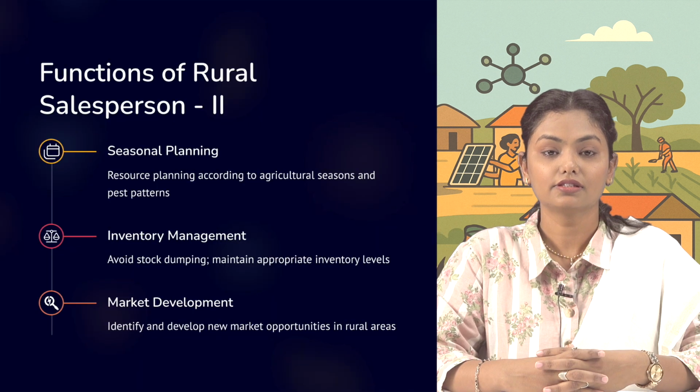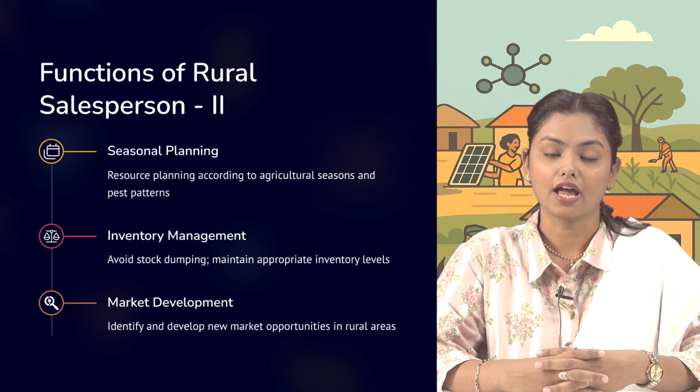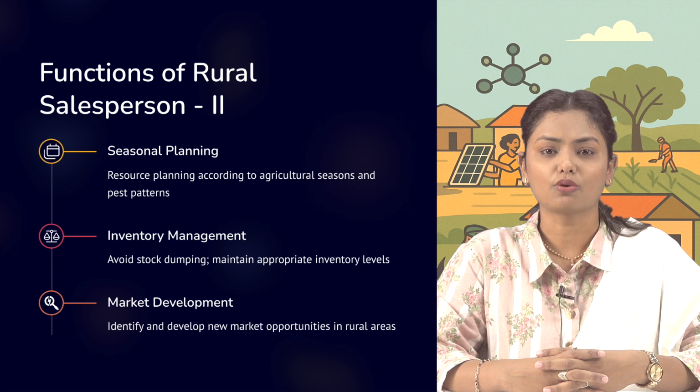Let's continue with more functions of a rural salesperson. The third function is seasonal planning. This means planning resources and sales activities based on the agriculture season and also the pest problems that farmers usually face.